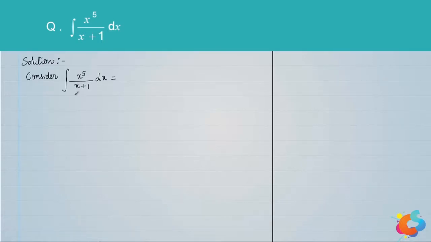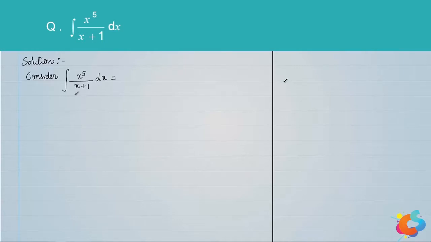We are now considering another problem which contains polynomials both in the numerator and the denominator. So we have x plus 1 in the denominator. We cannot express the numerator in terms of x plus 1, so we can do one thing. Let us substitute x plus 1 as t and try to simplify the numerator.